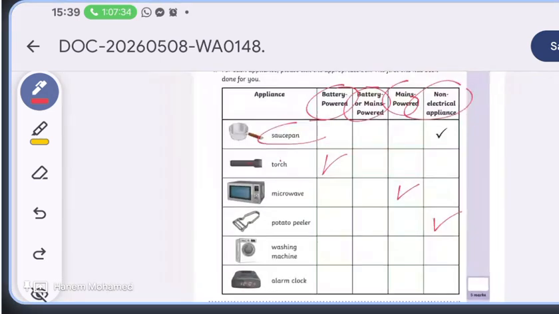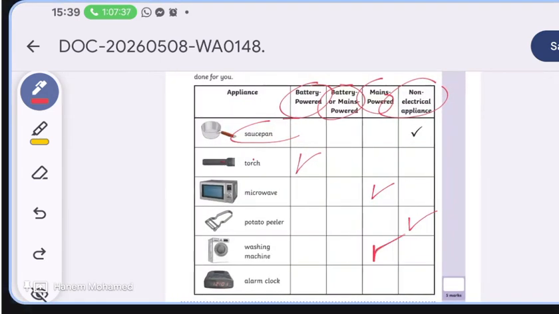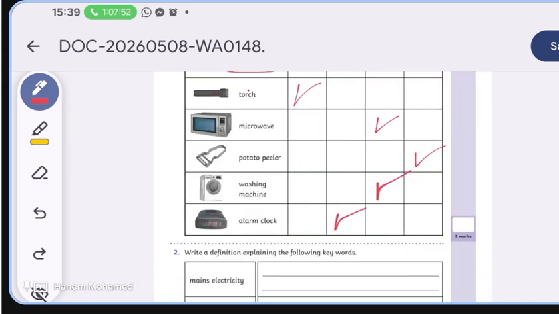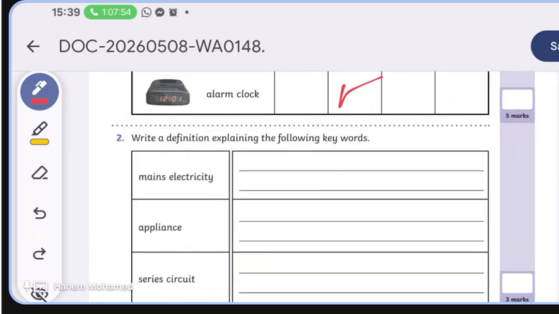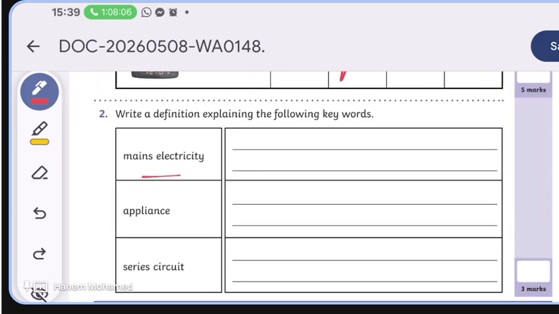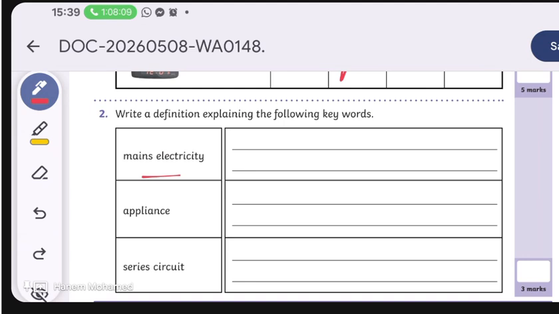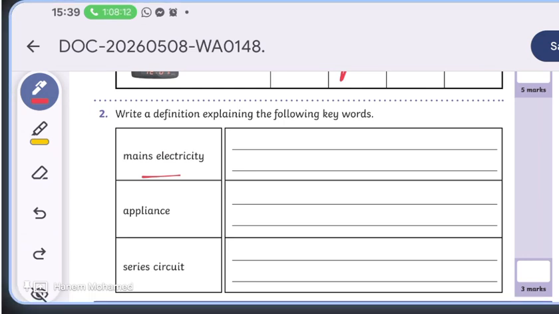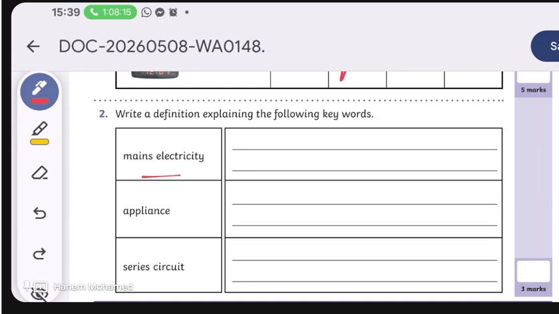Washing machine? Mains powered. What about the alarm clock? Battery or mains power. Why is that? Because this alarm clock looks like it has a plug and socket, so we can charge it like the laptop or the phone. But if he gives us another alarm clock like the old one, yes, we can say battery only. Thank you. So again, write a definition explaining each one of them. If we want to define or explain what electricity means, this is electricity powered by a battery or powered by wires and supplied to the building.